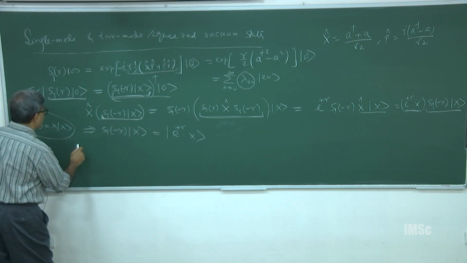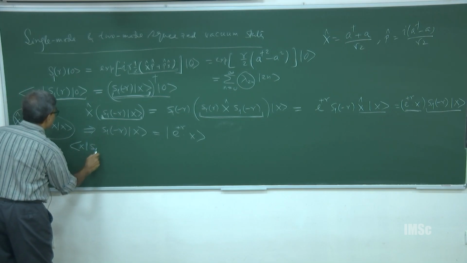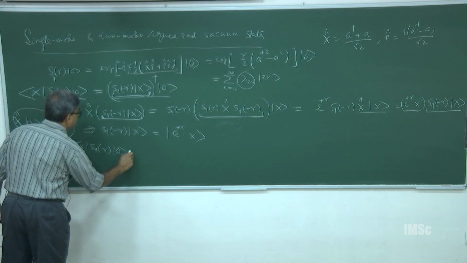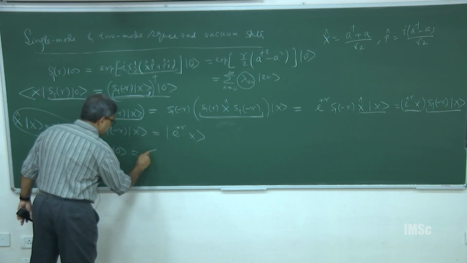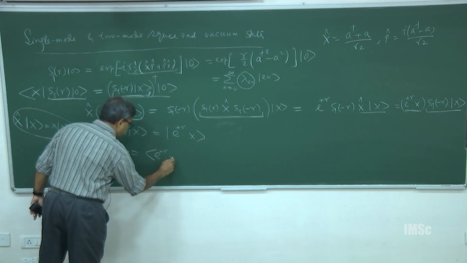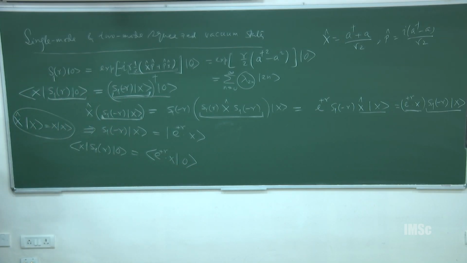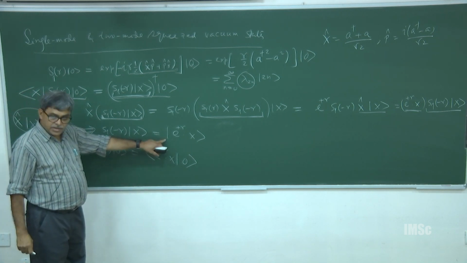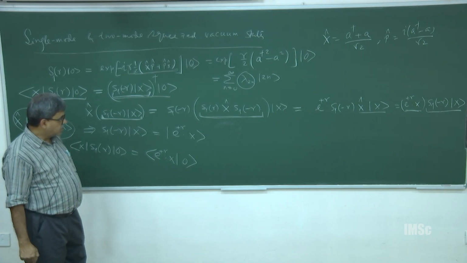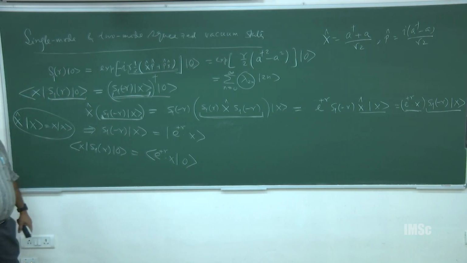So what we are looking at is x, S1 of r acting on 0. So this is basically e to the power plus r into x, then 0. Why? Second last. This one? Why confusing? Because I think the eigenvalue should be e to the power r times small x, right? Why small x? Eigenvalue of the operator x.